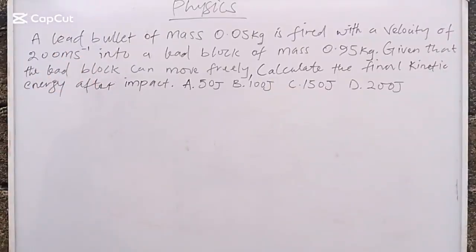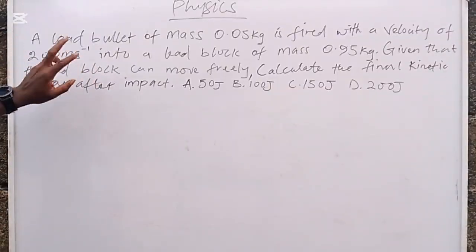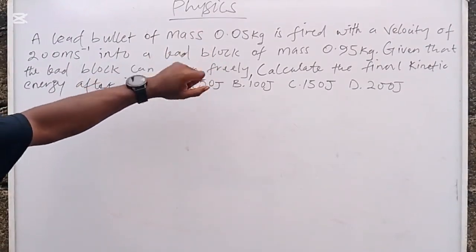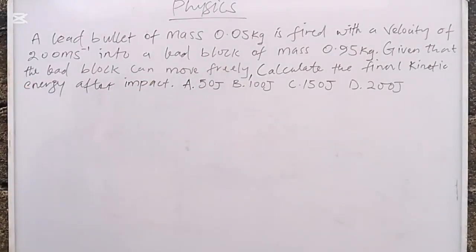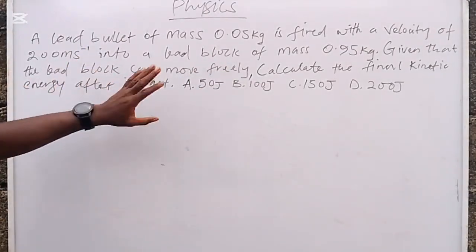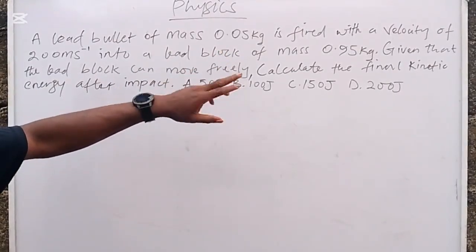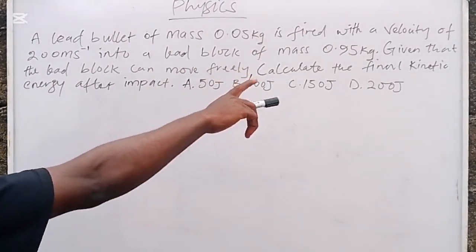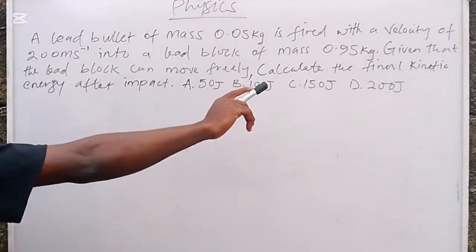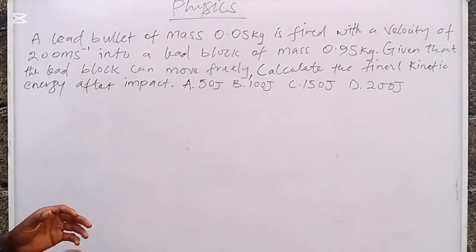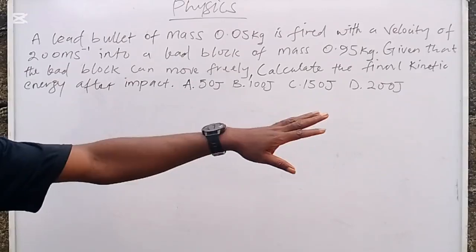We have a problem under physics, and the problem is this: a lead bullet of mass 0.05 kilogram is fired with a velocity of 200 meters per second into a lead block of mass 0.95 kilogram. Given that the lead block can move freely, calculate the final kinetic energy after impact. Now we have about 4 options here, right?